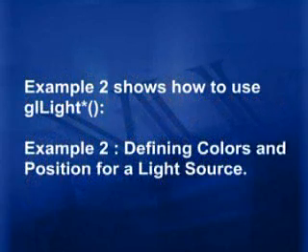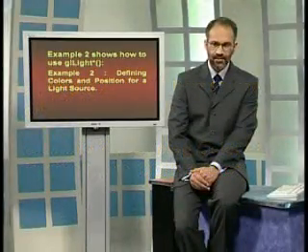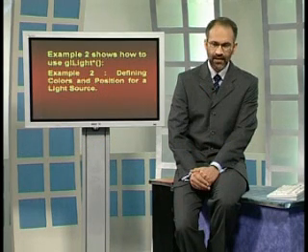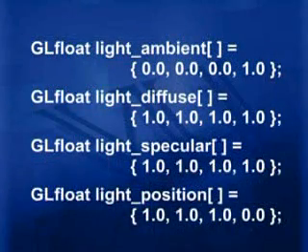Our next example, example 2, shows us how to use the glLight function and its variations. It is about defining colors and position for a light source, which is all the more important for us because having created a light source, we have to tell where to position it, because positioning of the light source is going to have an impact on the way our objects are going to look in the scene. GLfloat light_ambient holds the 4 values 0.0, 0.0, 0.0, 1.0. GLfloat light_diffuse holds all ones.